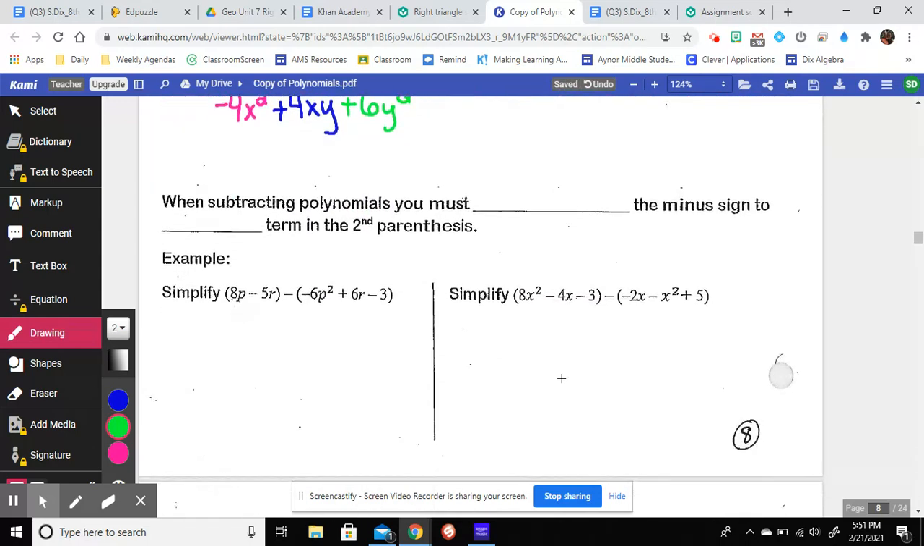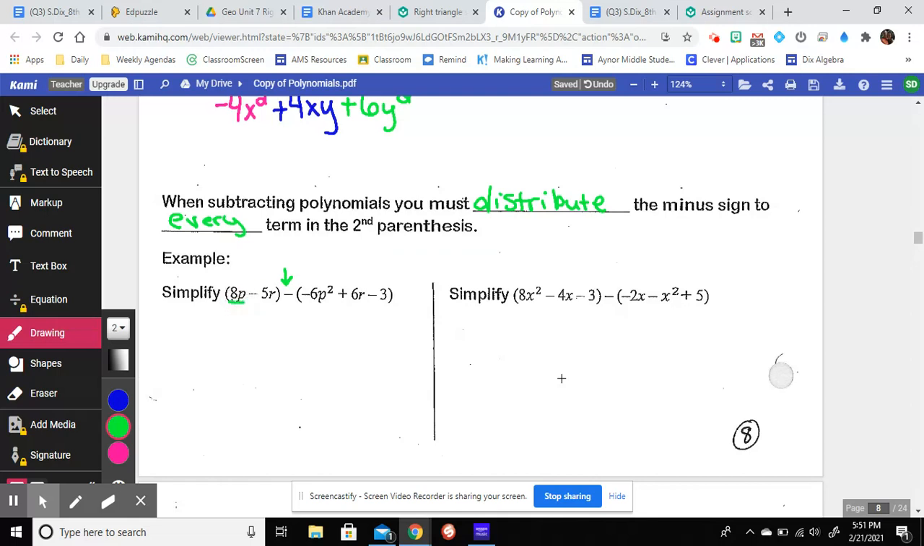Now let's scroll down to the bottom of the page. When subtracting polynomials, you must distribute the minus sign to every term in the second parenthesis. So we're going to look at some subtraction ones now. When we look at the subtraction ones, there is a minus sign right here in the center. When we subtract, we're going to have to subtract every term in that second one. Subtraction is a little more complicated than addition because we have to remember to do that subtraction between each piece.